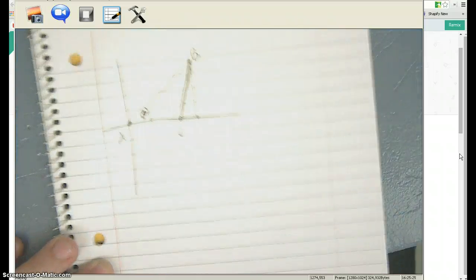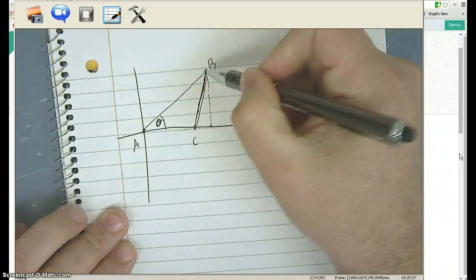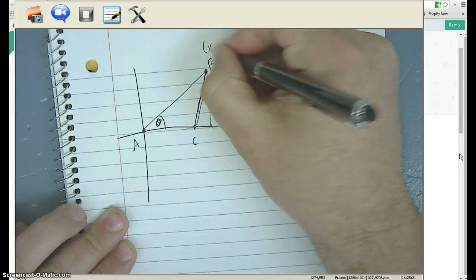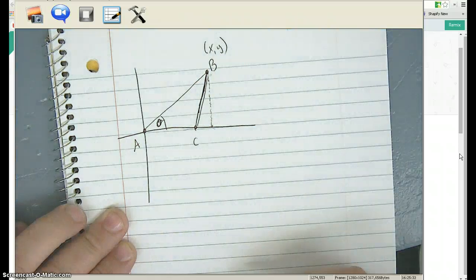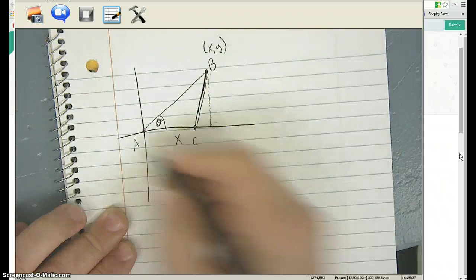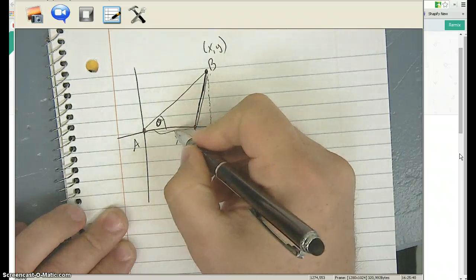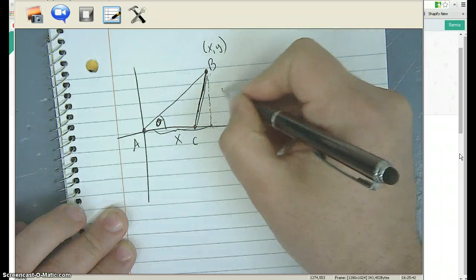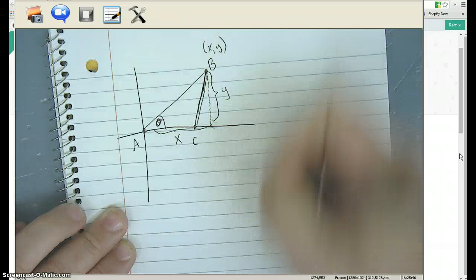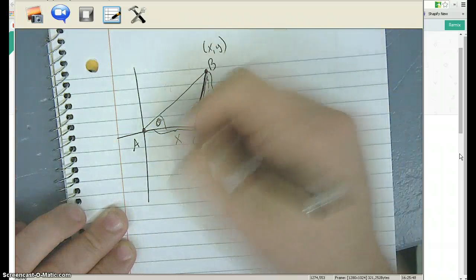So really, what I could say is my legs are going to be whatever x and y is. Whatever x is, that's the length here, right? That is the length here. And whatever the y value is, that's going to be my length here, right? So what would be my length here?